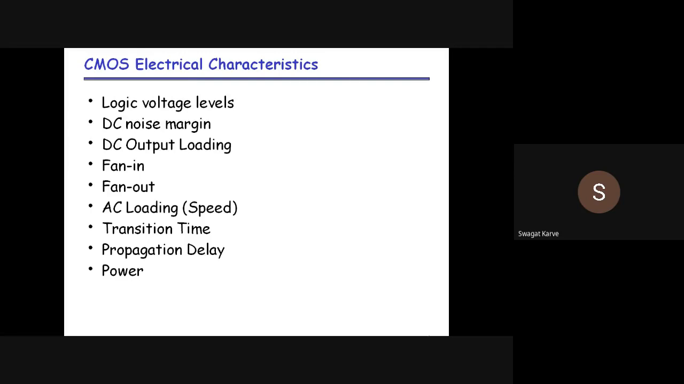So probably in the last lecture we discussed the introduction to the different electrical characteristics of the CMOS transistor. What are the basic and very important electrical characteristics of the CMOS transistor? Logic voltage levels, then DC noise margin, DC output loading, then fan in, fan out, AC loading, transition time, propagation delay, and the power consumption, different power factors, dynamic power, static power, and all that.